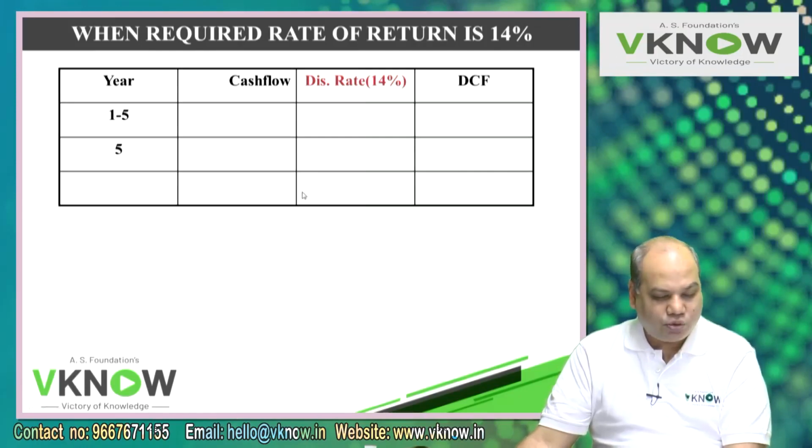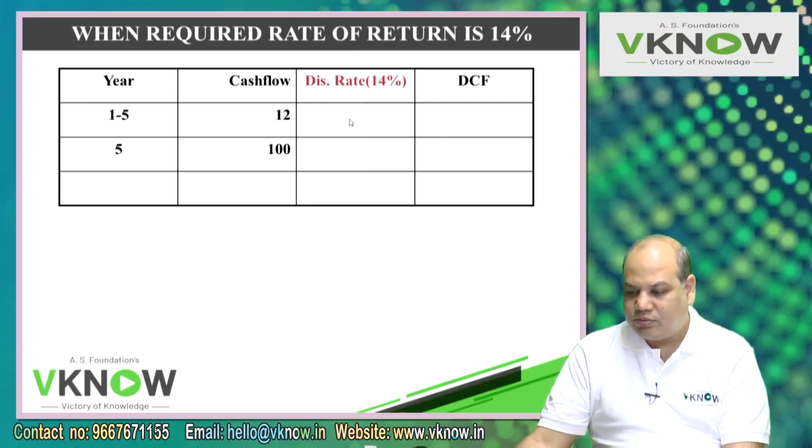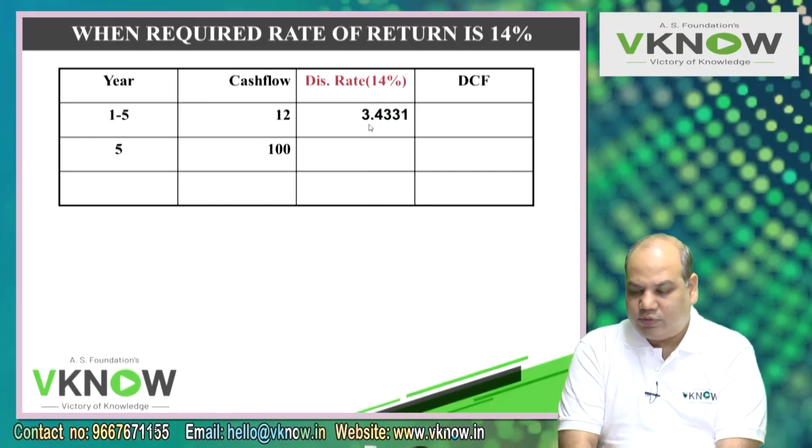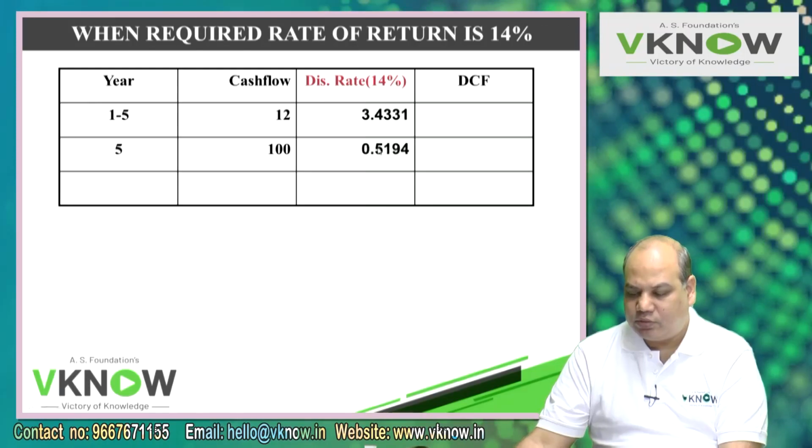Now you solve case 2, when the required rate of return is 14%. Now you go to the 14% column, write down the discounting factor. DF means discounting factor. 1 divided by 1.14, 5 times equal to, then GT, 3.4331 is the annuity factor. 1 divided by 1.14, 5 times equal to, the 5th factor is 0.5194. Is it right?